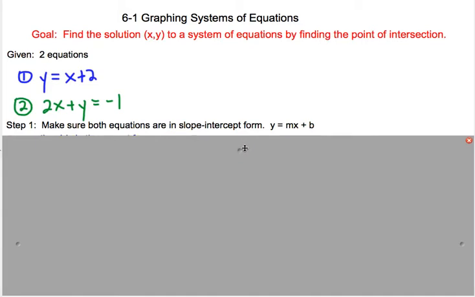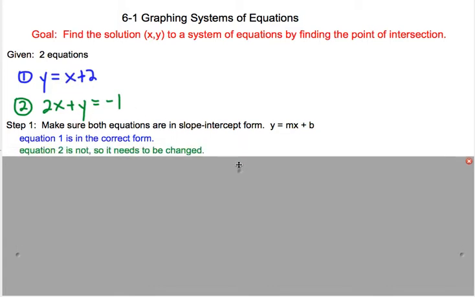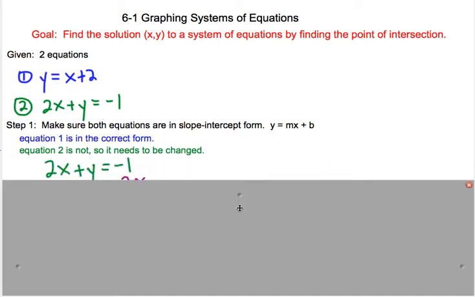So step one, when we are graphing systems of equations, is to make sure both equations are in slope-intercept form. That's y equals mx plus b. Equation 1 is in the correct form, as you can see, y equals mx plus b. The m is a 1 here, so it's invisible, like we've talked about. Now equation 2 is not, so it needs to be changed.